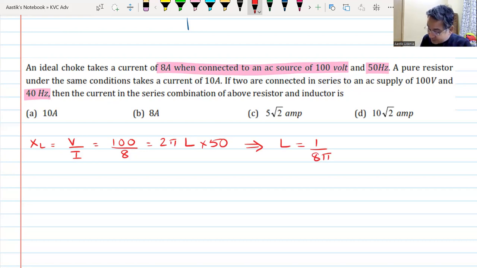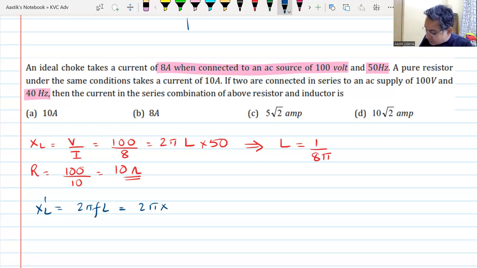Now you can get the value of resistance. Resistance is 100 divided by 10. This is equal to 10 ohms. Now, once it is connected to a 40 hertz supply, you can find out the value of XL dash. XL dash will be 2 pi f into L. 2 into pi into f, which is 40, multiplied by L, which is 1 by 8 pi. That will give you the value of XL dash as 10.